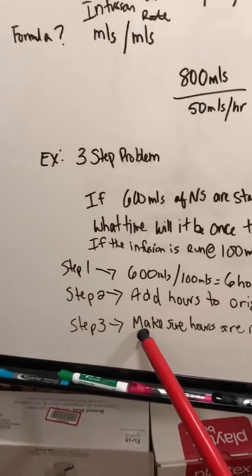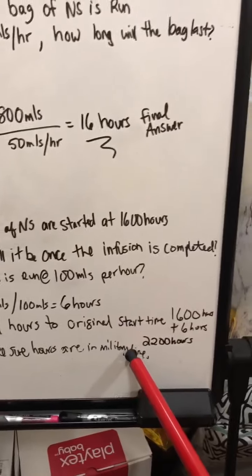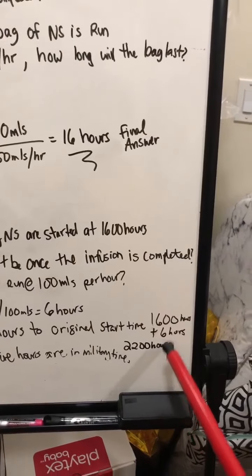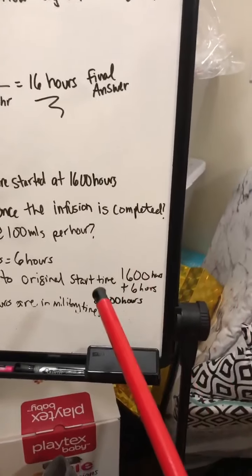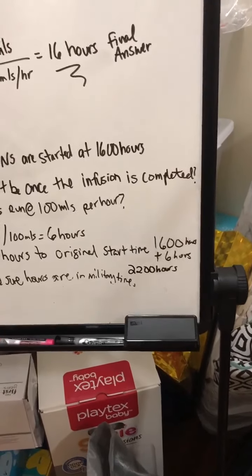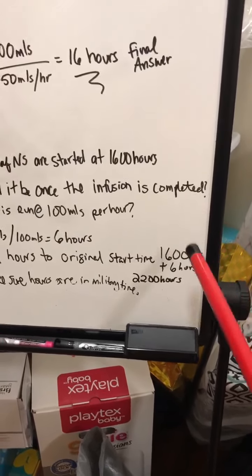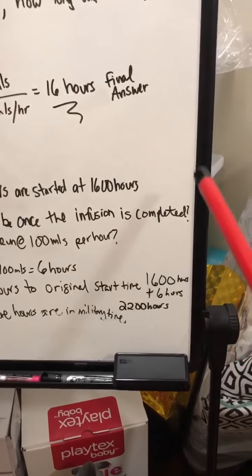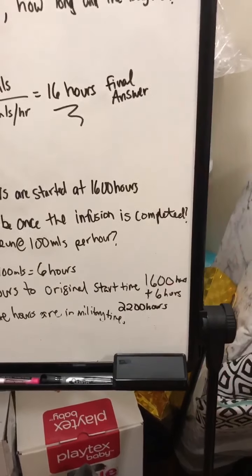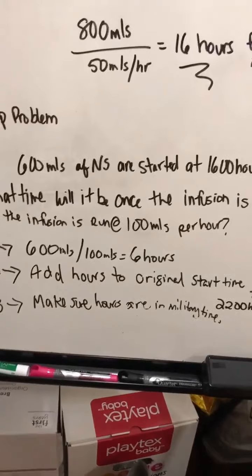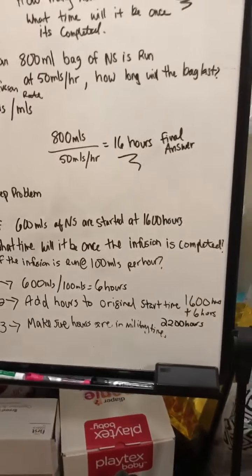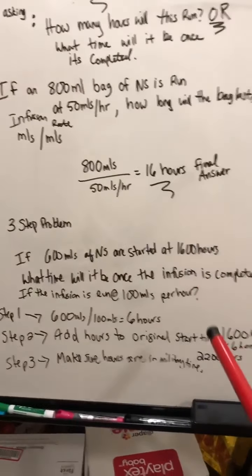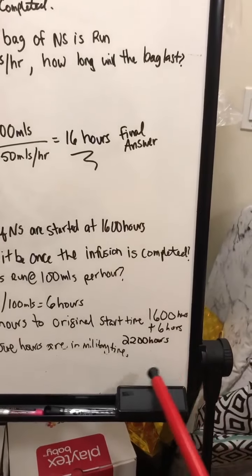Now, the third step is making sure your answers are in military time. If they give it to you in civilian time, that's perfectly fine. If they want to give it to you in civilian time, you answer in civilian time. But if they give it to you in military time, you have to give it to them in military time. If they give it to you in civilian, you answer in civilian. You want to respond the way that the question is posed. The final answer to this question is 2200 hours.